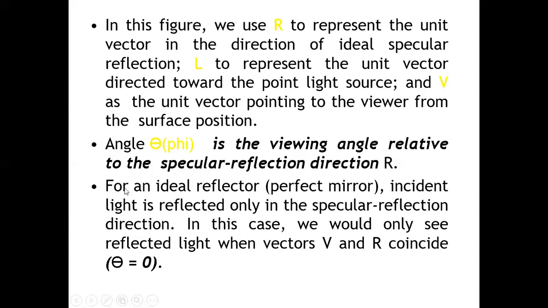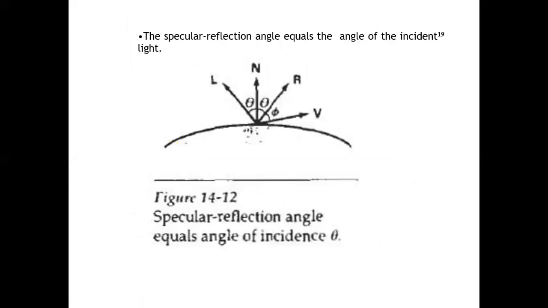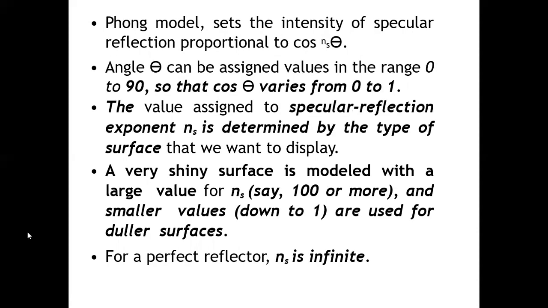So when I have a perfect mirror, the incident light is reflected only in the specular reflection direction. When you have a very shiny surface like a mirror, the angle of incidence made by the incident light and the specular reflection angle are equal, and we can say that the phi value is equal to 0.